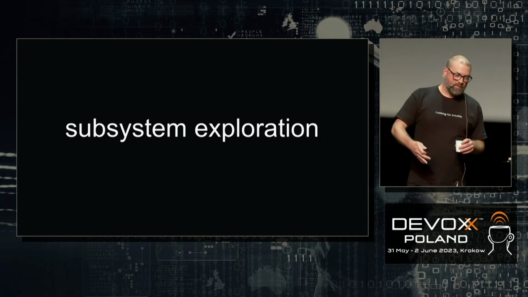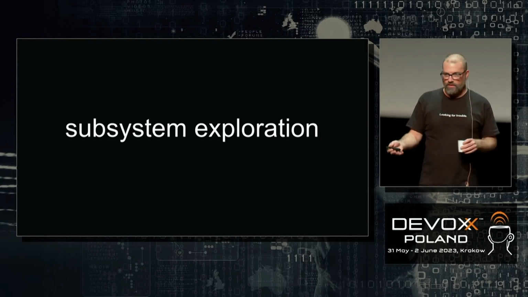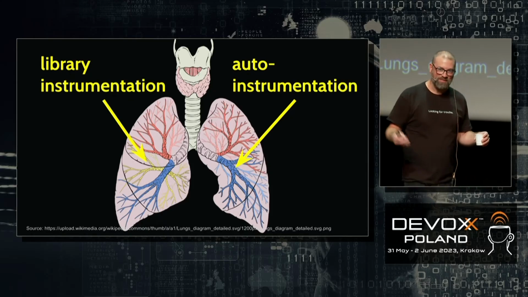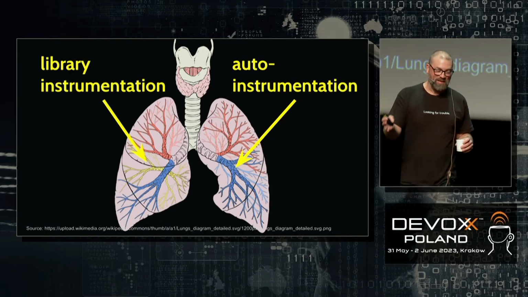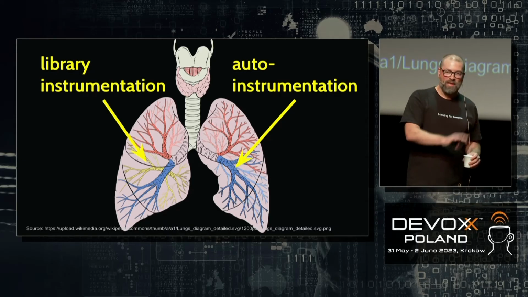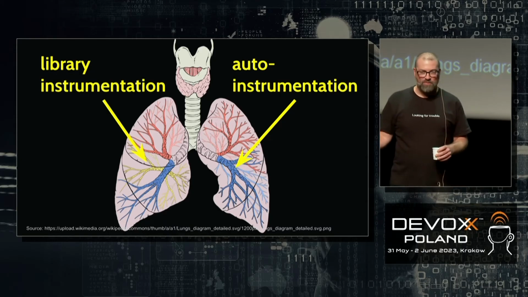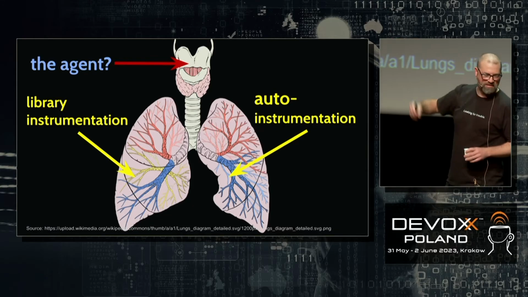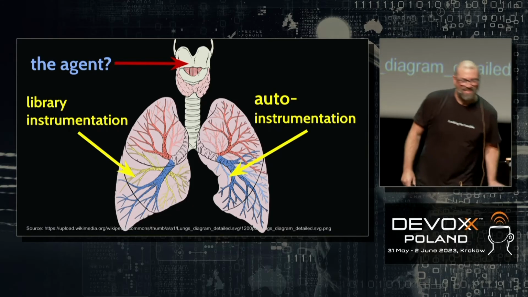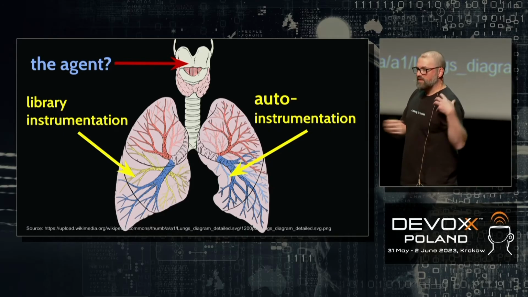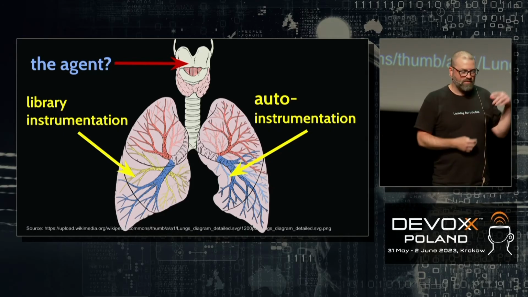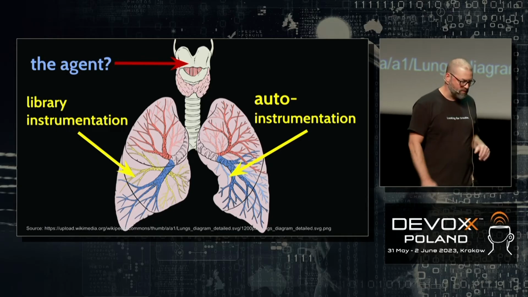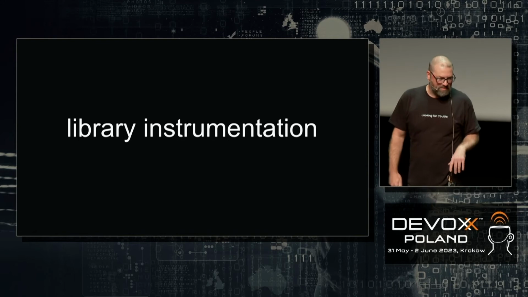All right, so within instrumentation in the agent, let's dive into the different subsystems. I think of these as the two lungs of instrumentation. Bear with me on that one. On one side, we have library instrumentation. On another side, we have auto instrumentation. And whatever this thing is up here, I guess that's the agent. I don't know. And this picture lies a little bit because the left side should be significantly smaller. We don't have equal amounts of library and auto instrumentation, but I thought this was a pretty good metaphor.